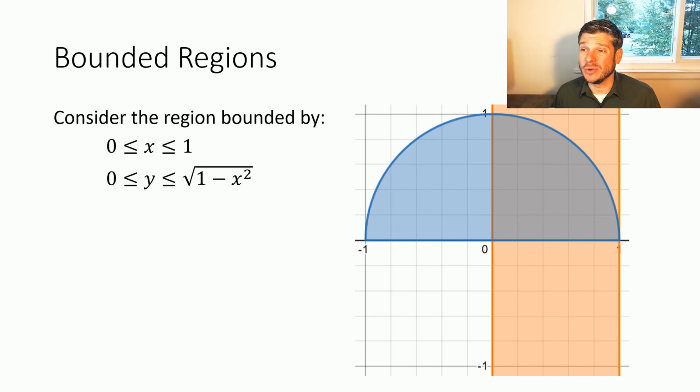All right, so what is my region D going to be? Well, it's the overlap of these two. And again, hopefully we can see through this drawing that that overlap is going to be that semicircle part right there.